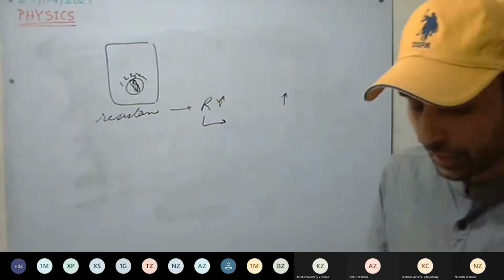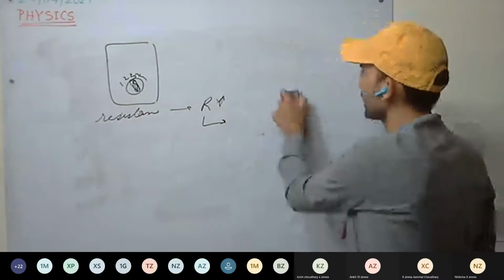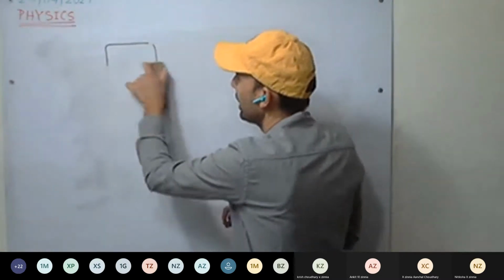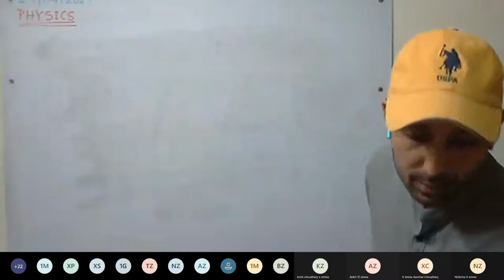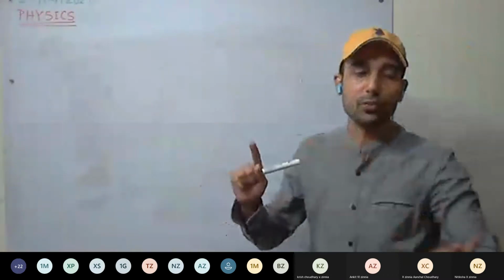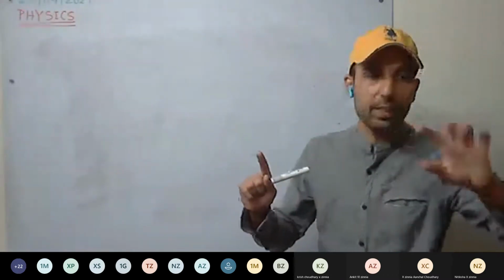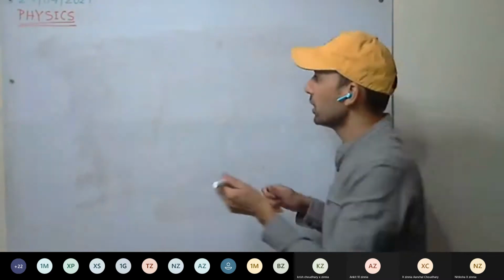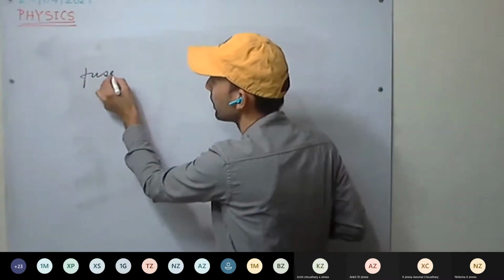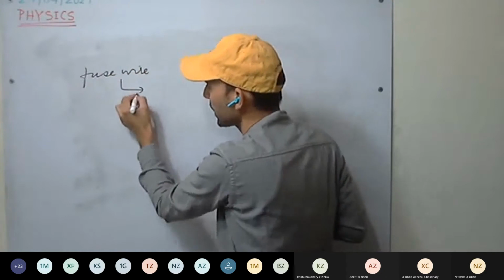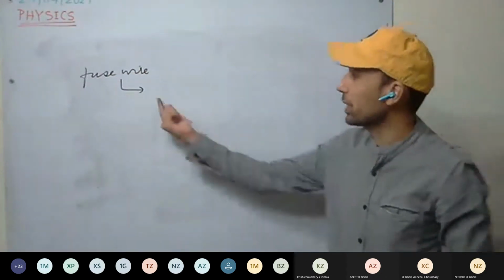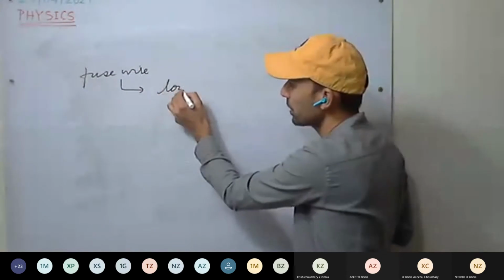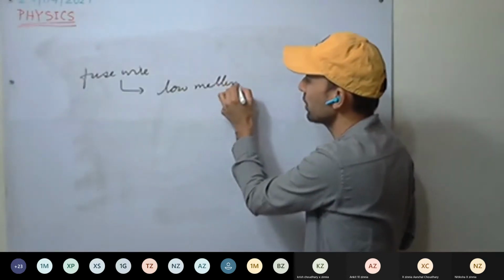Next is fuse wire. You have seen the fuse wire. Whenever high current flows, the fuse blows and it breaks the circuit. It breaks the circuit, appliances won't work. That means the wiring and the appliance are saved from any fault taking place. So what properties should the fuse wire have, or the material it is made of? That is low melting point. It should have low melting point.